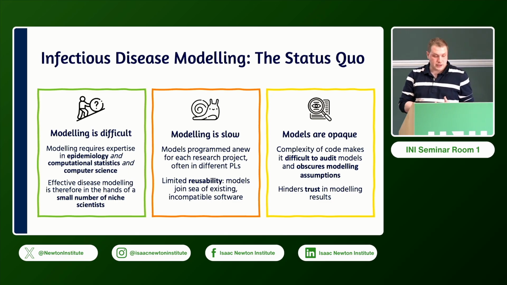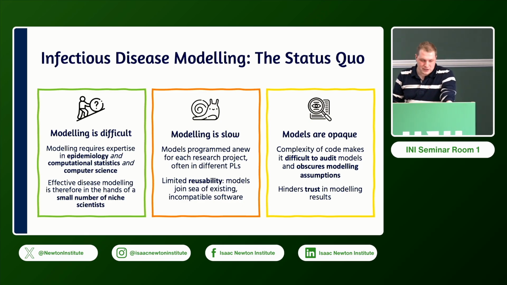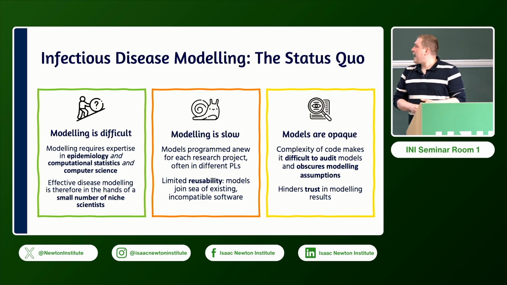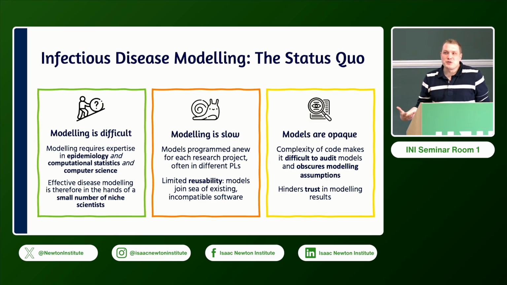Now, from discussion with my colleagues from epidemiology, I've learned a bit about the status quo with infectious disease modelling. My views, and I think Chris's views as well, are that modelling is quite difficult because of the complex statistical problems that arise. Modelling requires expertise in epidemiology, computational statistics, and also computer science. If you think of the Venn diagram, the people in the intersection of those is quite small, so there are definite skills barriers in getting people trained up.